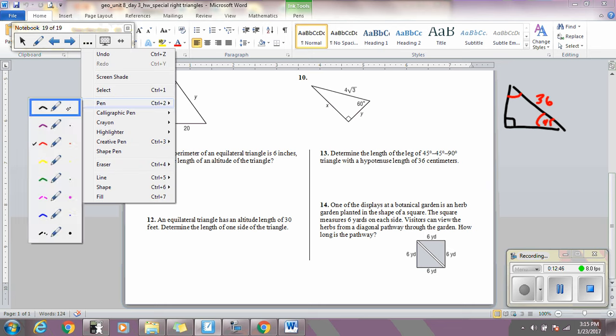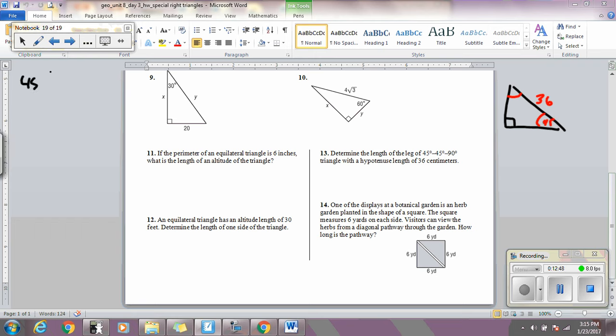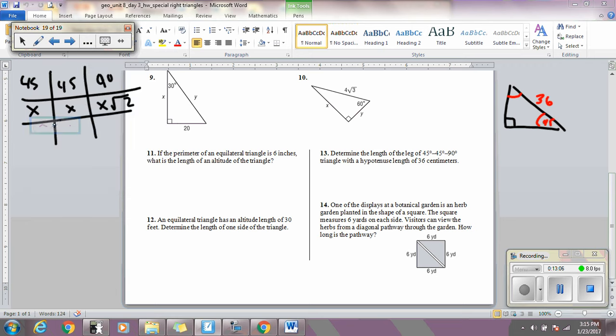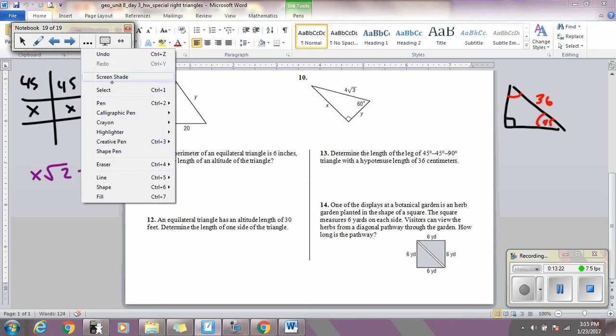So according to the formula chart, the pattern is x, x, x root 2. And so far, we have across from 90 as 36. So in other words, x root 2 is equal to 36. So we're going to solve this equation for x. We have to get x by itself.